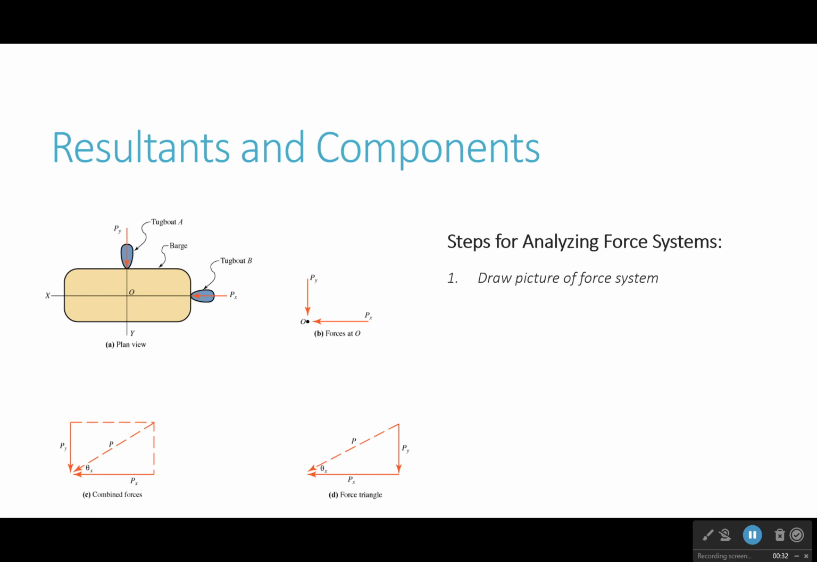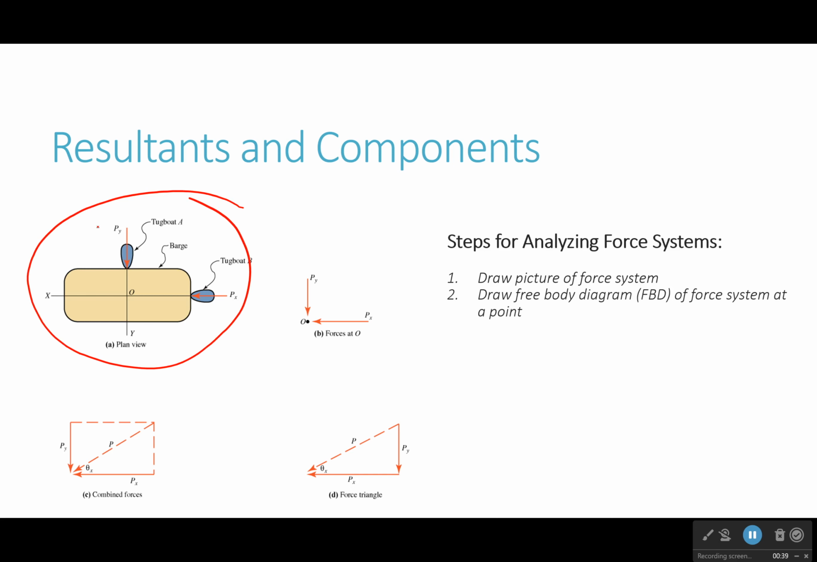First off, you're going to draw a picture of the force system. So you'll take that picture, that's a real life picture, you turn it into something more cartoony. Then you're going to draw a free body diagram of the force system at a particular point. So in this case, I'm going to choose this point where their lines of action intersect. That's usually a good place to start.